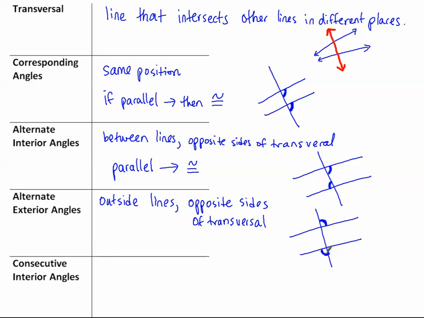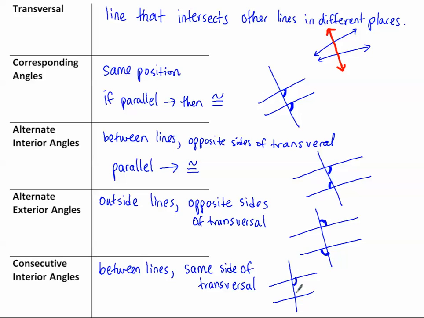Finally, consecutive interior angles. Interior, so between the lines. Consecutive being on the same side of the transversal. And here's our picture for that. This guy and this guy. Notice I used a different angle mark because those are not congruent.